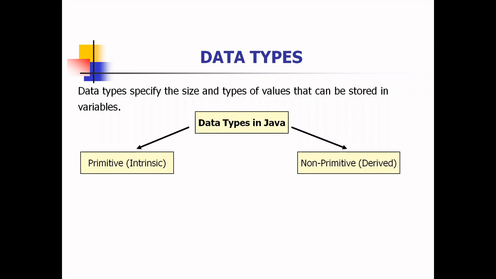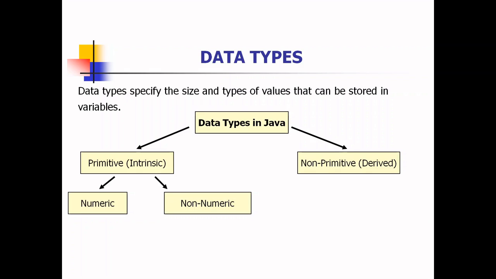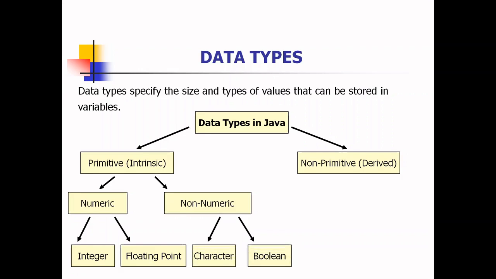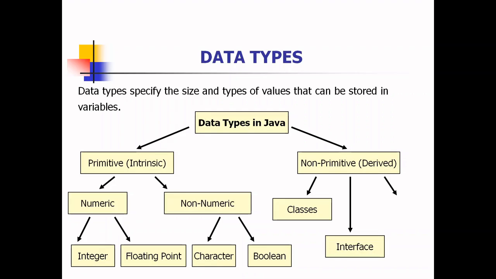In primitive data types, we have two subtypes. These are numeric and non-numeric. In numeric, we have the types integer and floating point, whereas in non-numeric, we have the types character and Boolean. Non-primitive types are classes, interface, and arrays.